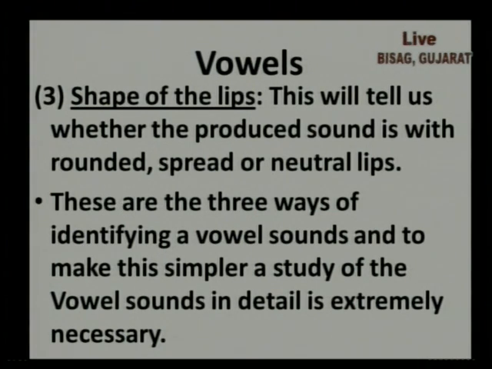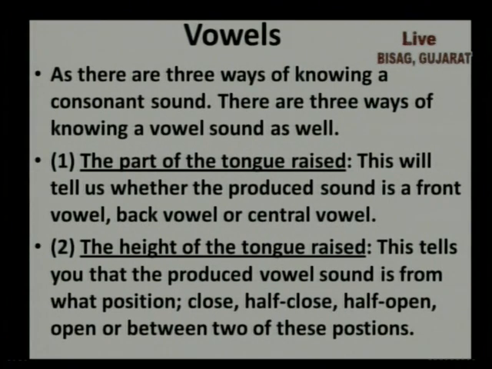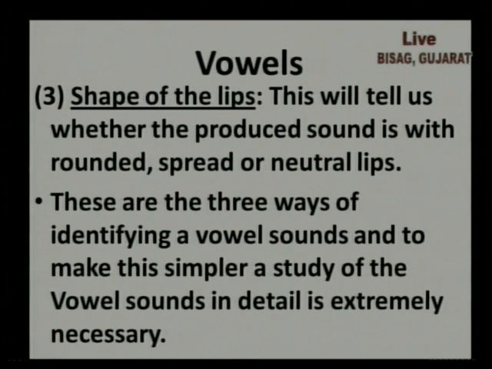This deals with, you just have to look at your lips. I would suggest when you are talking about vowel sounds and using them as examples, stand in front of a mirror where you can see the shape of the lips. This will tell us whether the produced sound is with rounded lips, spread lips, or neutral lips. These are the 3 ways of identifying a vowel sound, and a detailed study is again necessary to know in detail whether that particular sound is a front, central, or back vowel, and the height of the tongue, in what area that particular sound is produced. And when you look in the mirror, you know whether your lips are round, spread, or neutral to know the shape of the lips.